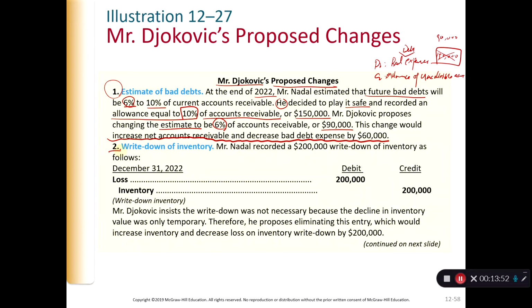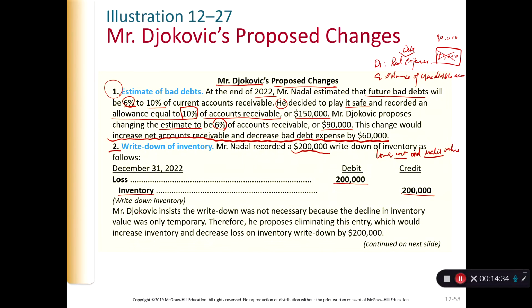And second item, he said write down the inventory. Mr. Nadal recorded about a $200,000 write down the inventory because remember the lower of costs or market value, right? We say that you always need to recheck how is the market considering inventory versus the book cost, right? And then usually we have a method of taking the lower one in the inventory chapter. And then Mr. Nadal said is very conservative. He writes down inventory loss of value of 200,000 and then write down the inventory about 200,000.